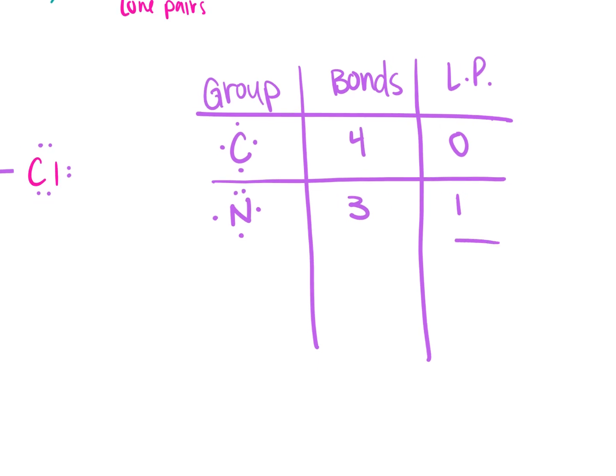The next element group is oxygen's group. Oxygen has 1, 2, 3, 4, 5, 6 valence electrons. Any guesses on how many bonds it wants? 2 bonds. And how many lone pairs do you think it wants? 2, right? Do we see how that works?